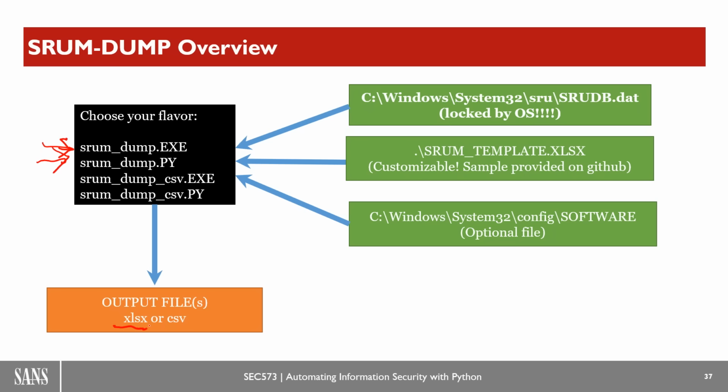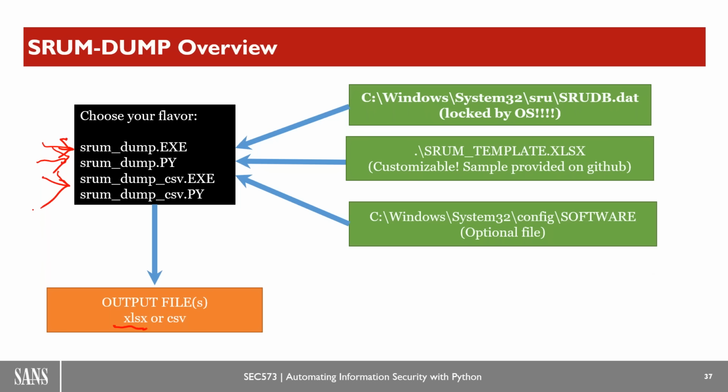Now, some SRUM databases are so large that I found that the Excel engine library that I was depending upon inside of SRUM Dump was dying for very large Excel spreadsheets. So there's a srumdump_csv.exe and .py, and these will produce CSV files. And I find the second version to be a little bit more reliable than the first version.